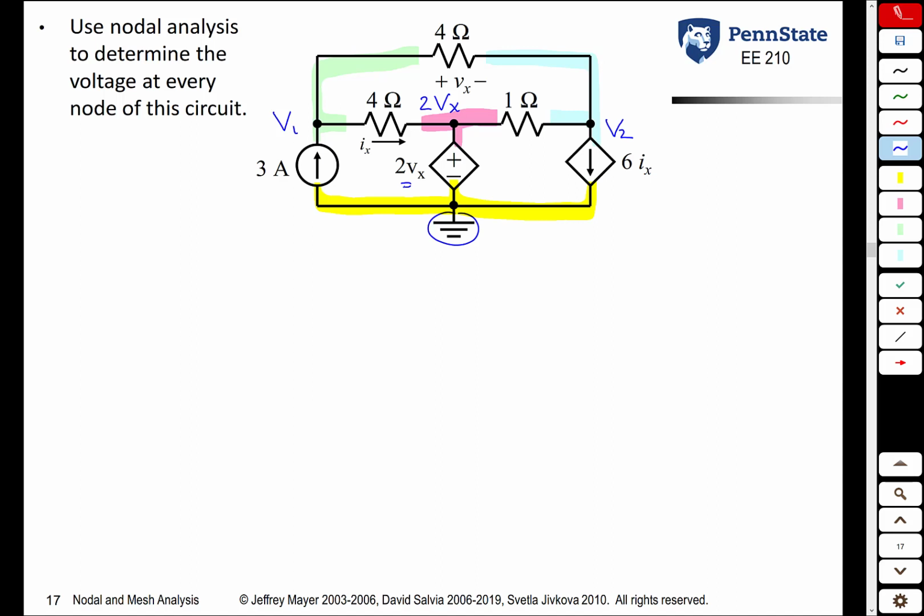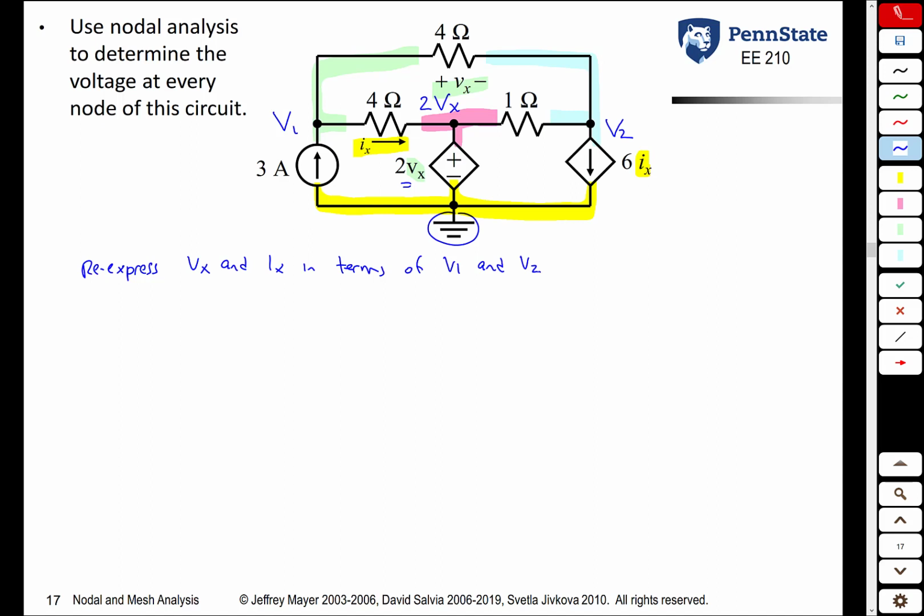Now here's the important part. We want to re-express the two control variables, which are what? The two control variables are the Vx variable, which is that there, and the Ix variable, which is that variable there. We want to re-express Vx and Ix in terms of V1 and V2. In other words, as I said before, we want to get rid of the Vx and Ix variables. The only variables we want to deal with are V1 and V2.